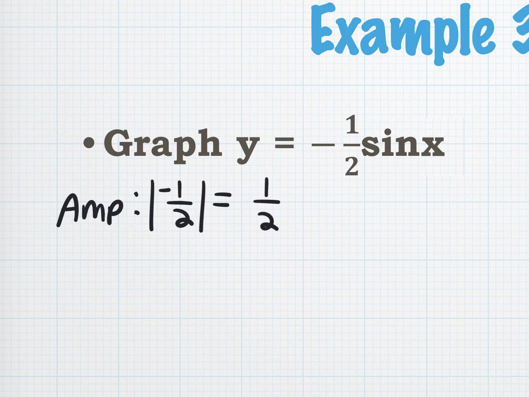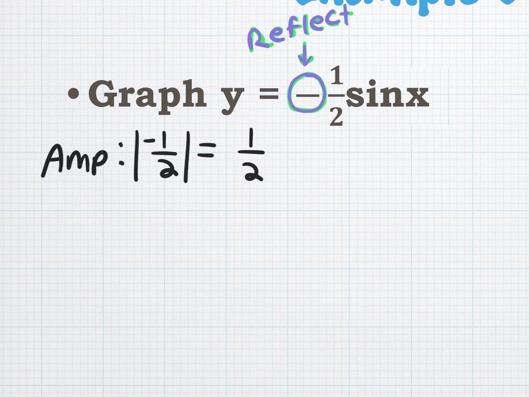I'll tell you what the negative does, though. The negative is going to reflect your graph. So this negative is going to reflect. Oh, wait, you can't really see that. Hold on. Okay. So eventually we're going to reflect that, but we're going to do that at the end.